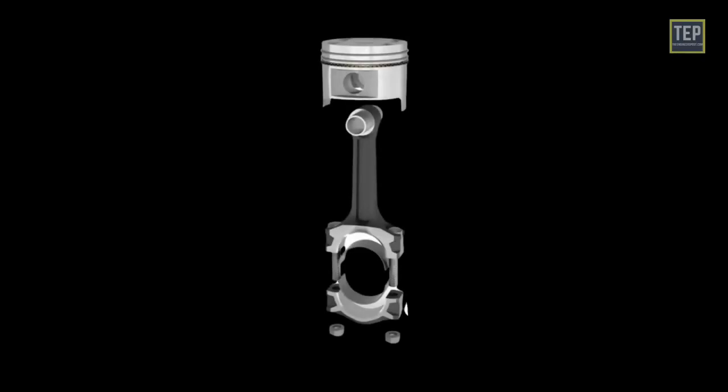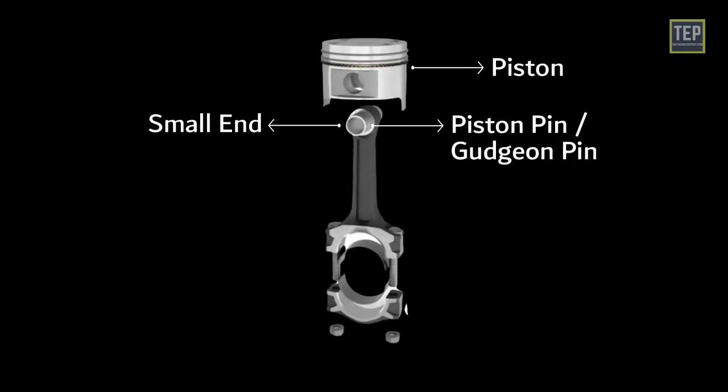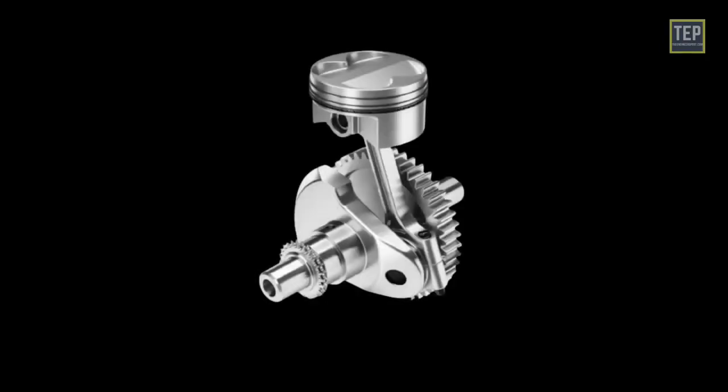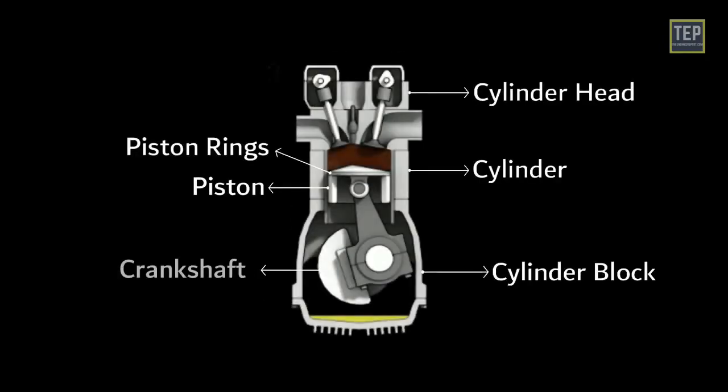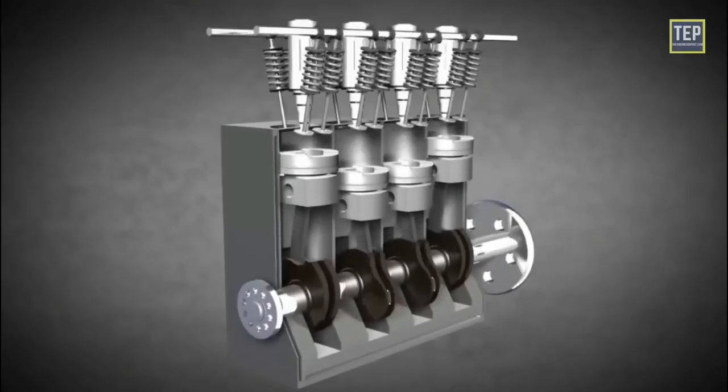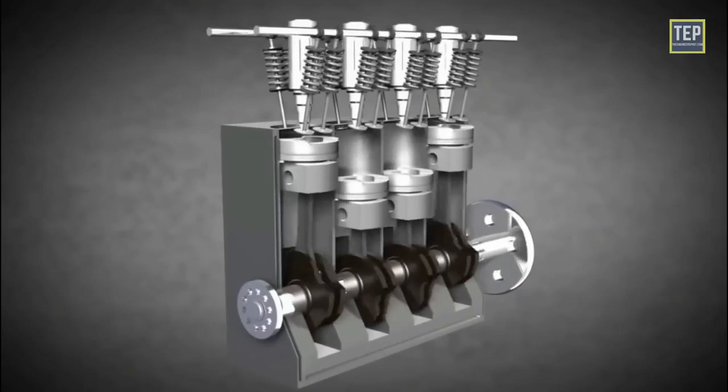The upper end of the connecting rod is called the small end, which carries the piston by means of a floating pin called the piston pin or gudgeon pin. The lower end is called the big end of the connecting rod, which connects the crankshaft through the crank pin. Crankshaft is a mechanical component used by a piston engine to convert the reciprocating motion into rotational motion.